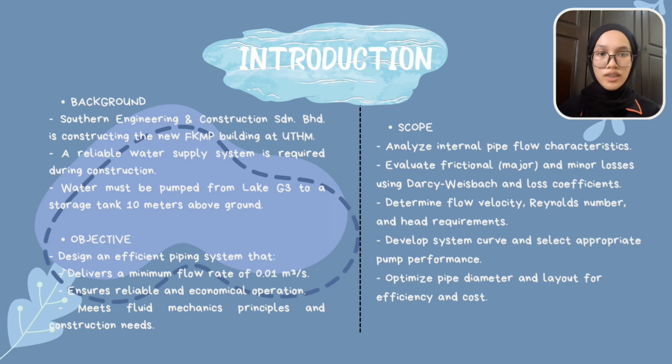The system must meet a minimum flow rate requirement of 0.01 meter cubed per second while ensuring optimal performance, reliability and cost effectiveness. Our focus is on applying key principles of fluid mechanics to analyze internal pipe flow, evaluate energy losses and select appropriate system components for this piping system.